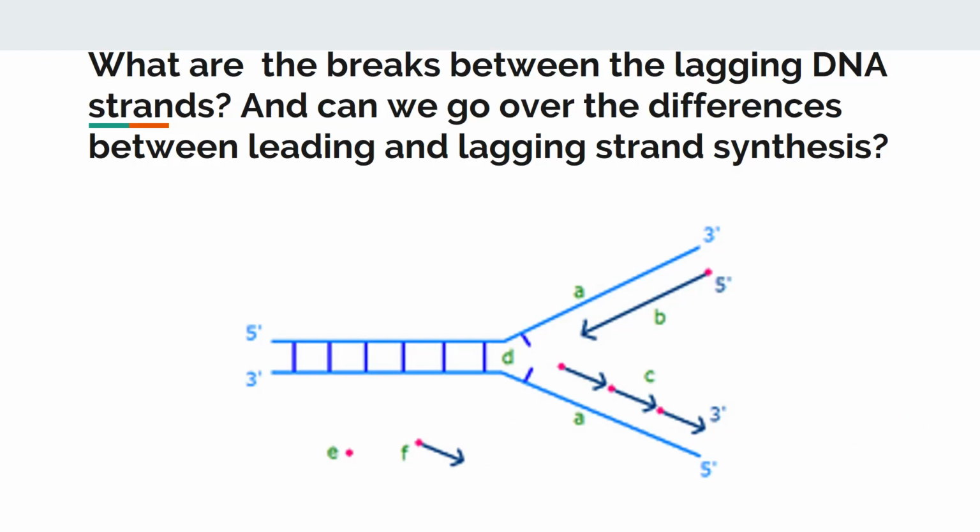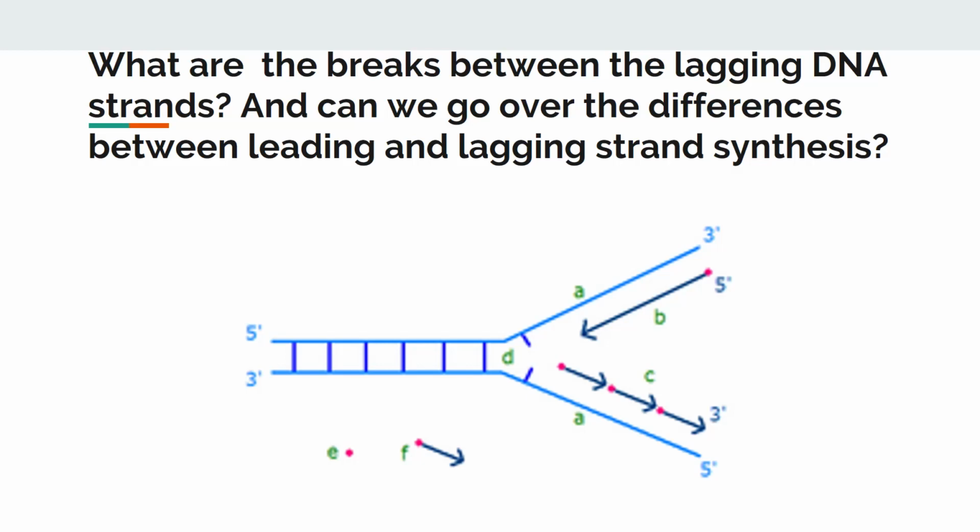I think this was the final one that I got emailed to me. What are the breaks between the lagging DNA strands, and can we go over the differences between leading and lagging strand synthesis? Does anybody remember the answer to that first one? What are the breaks called? It was the Okazaki fragments. Some guy named Okazaki found them and said, these are mine, right?